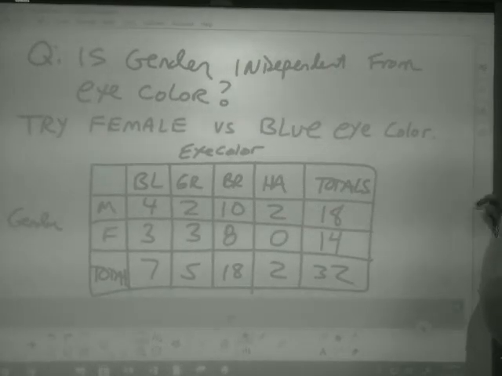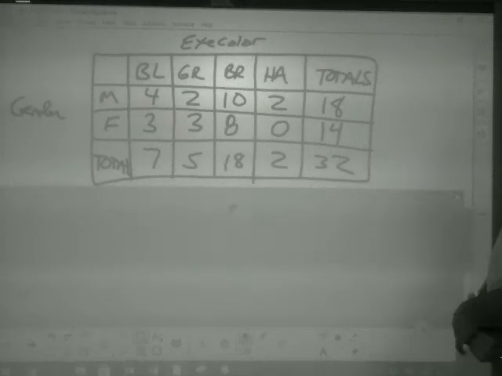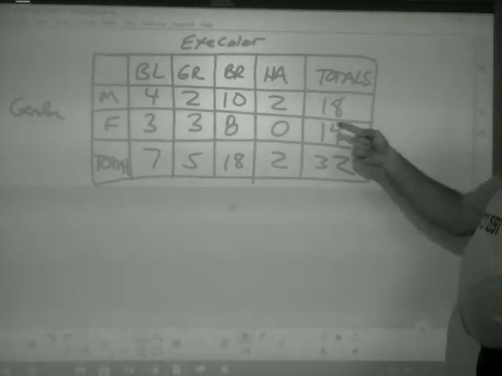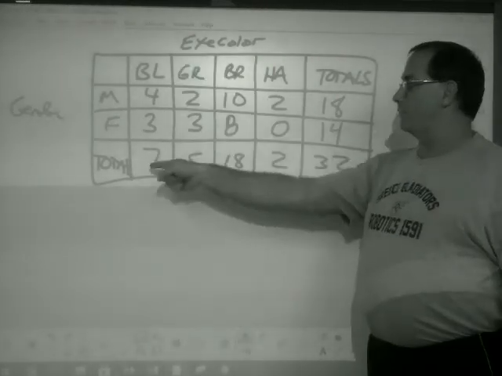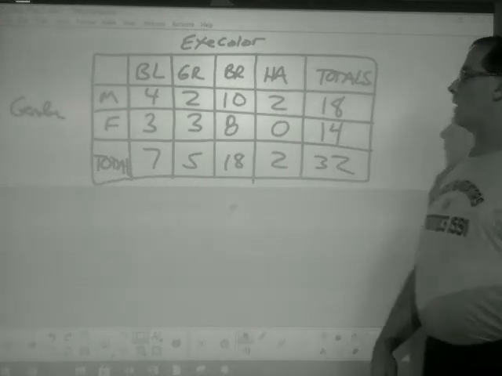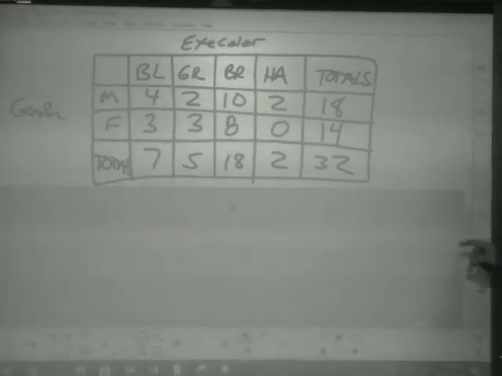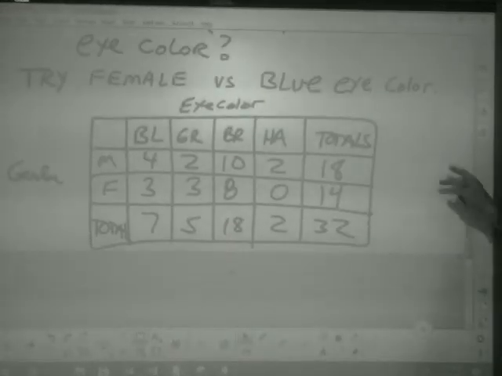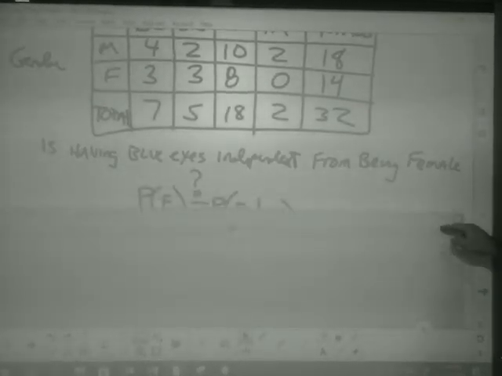So I have a chart of eye color and gender from a class that I had in the past. And as you can see, I had 18 males, 14 females, 32 kids in the class. 7 of them had blue eyes, 5 had green eyes, 18 brown eyes, and 2 had hazel. So, are female and eye color independent? So is having blue eyes independent from being female?